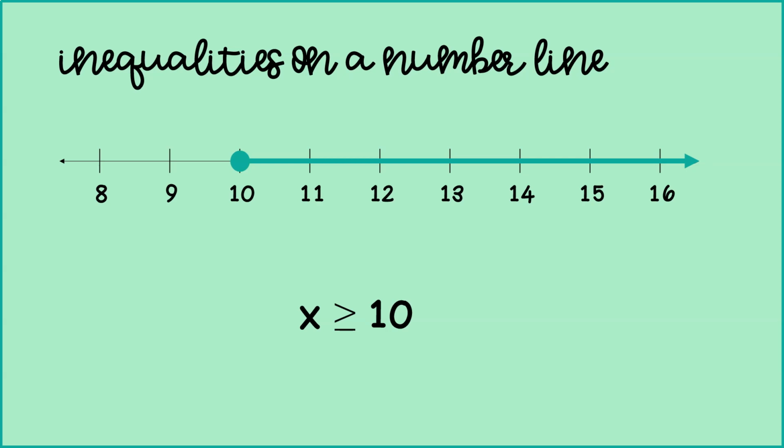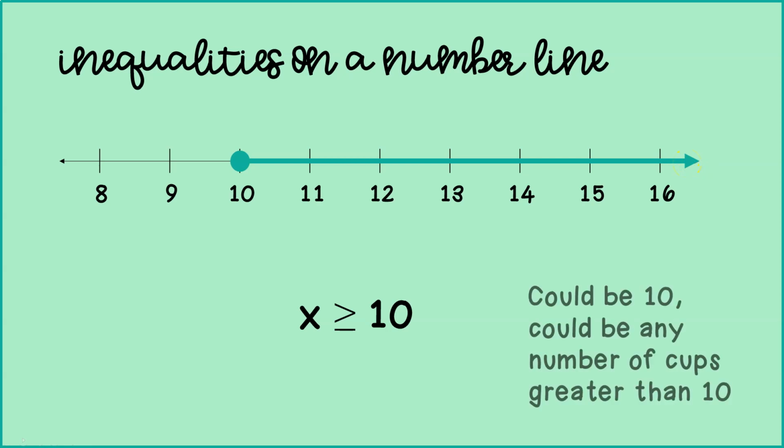Here I have a solid dot on 10 to show that 10 is included, and then the shading goes up through 16, which is the largest number represented on this number line. However, the arrow indicates that this goes on to infinity. So it could be 10, could be any number greater than 10. So we've got that represented there.